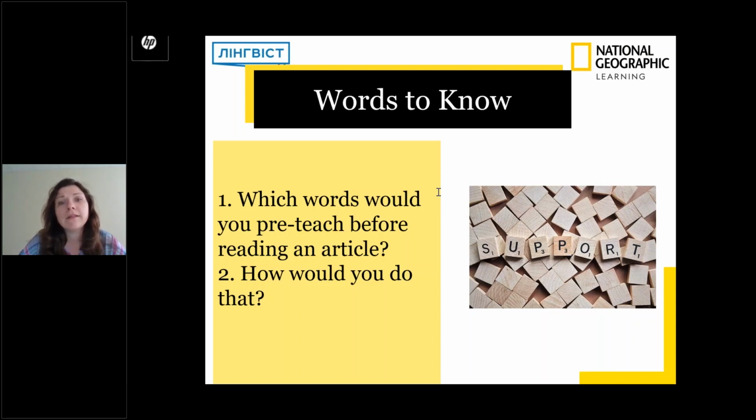Also, there are some applications that help us analyze the text. You can write English level analyzer or something like that in the search engine, paste the article, and you will see which words from which level are there. And this can help you understand if your students are ready for this text, if, for example, you don't know the group very well.